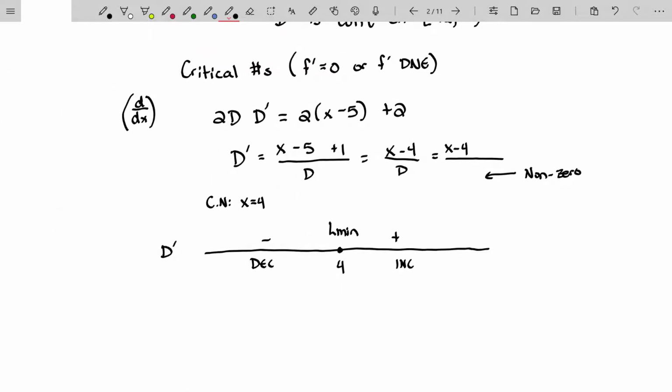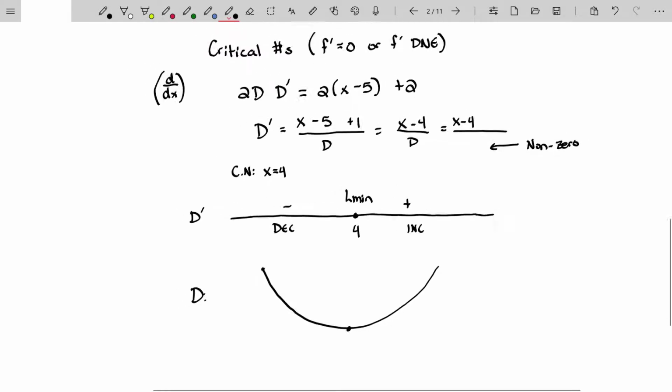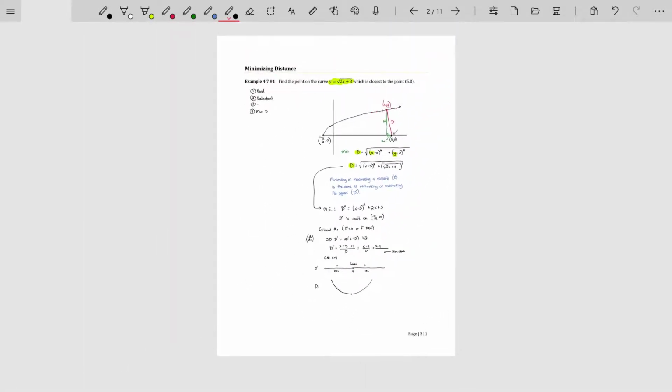But remember, for the entire domain, that is the only critical number, which basically means your distance function starts like this and does something like this. It reaches its absolute minimum at 4. So x equals 4 gives us the absolute minimum for this curve. So I'm going to go back and read the question.